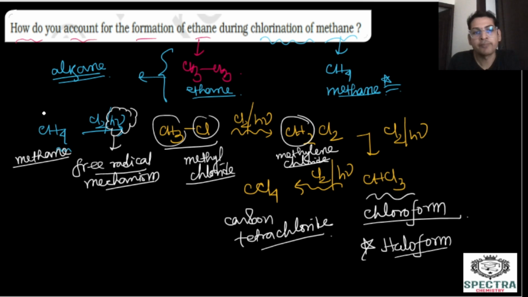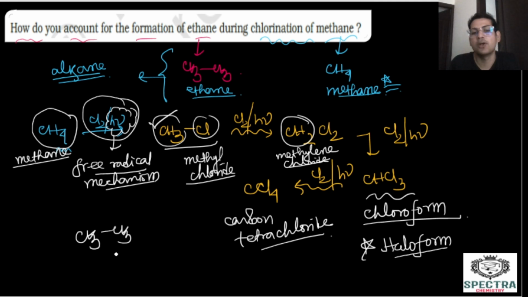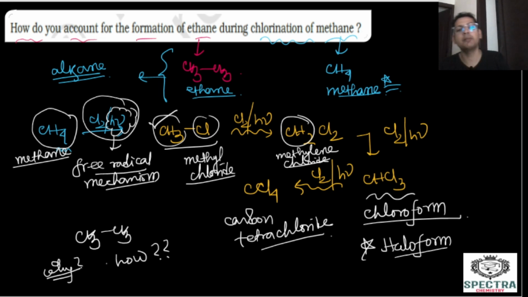The question is, from methane, when I am doing chlorination, I should get CH3Cl. But along with CH3Cl, I am getting CH3CH3 also. The question is, how, or why? For that we have to know the mechanism, so let's dive into the mechanism.